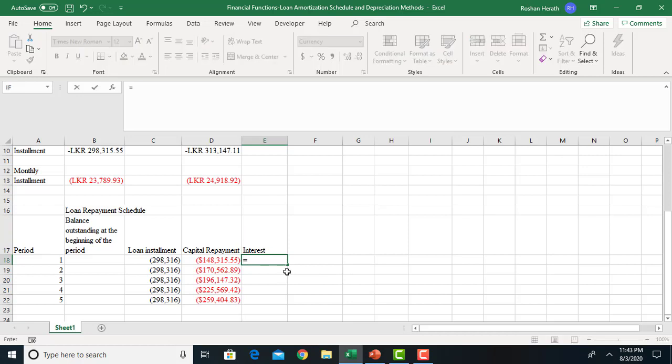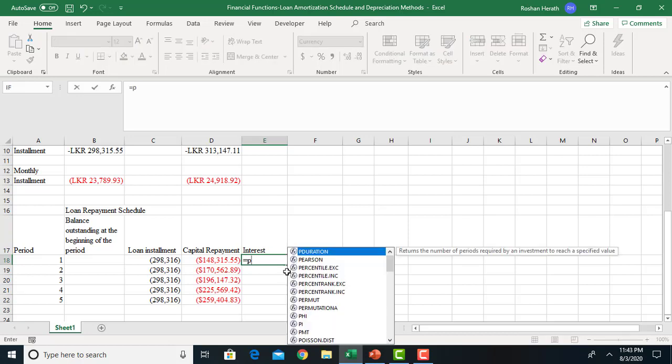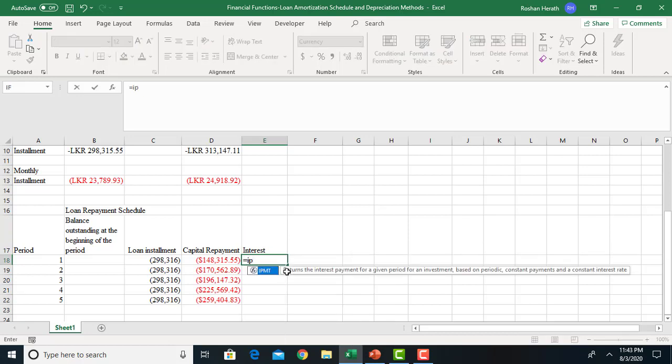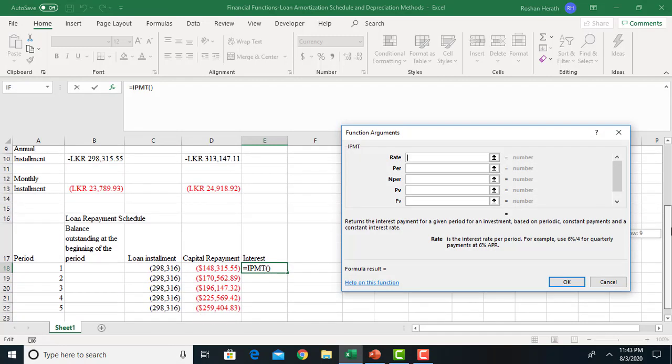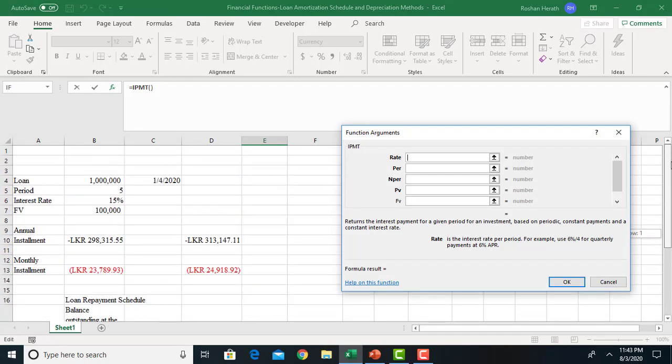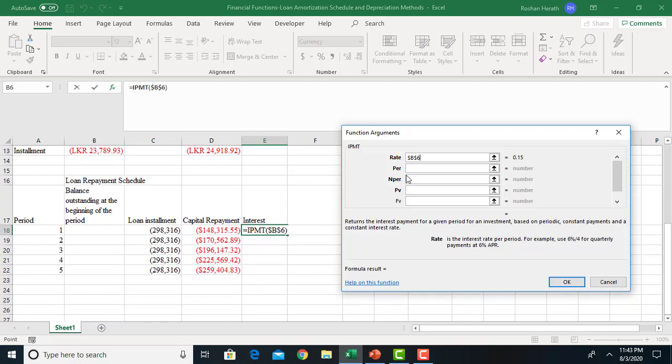So here you can get the function, that is IPMT. The IPMT function is there to serve you. Here you can specify the rate. It's going to be the 15%, nothing different. The PER, as usual, you want to keep it relative, and you may refer to the period over there.